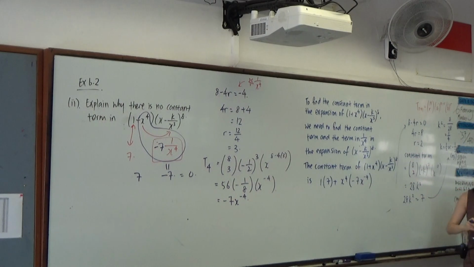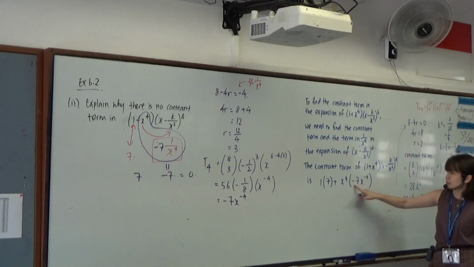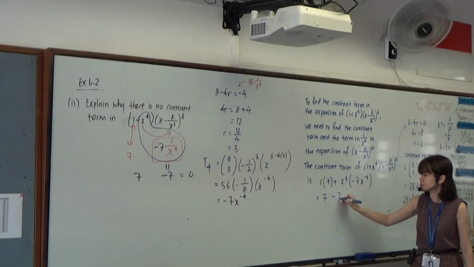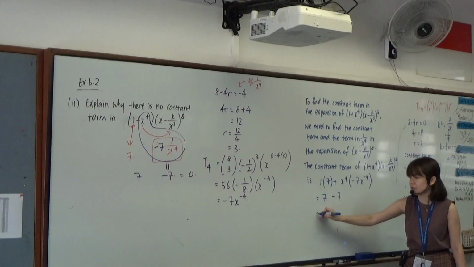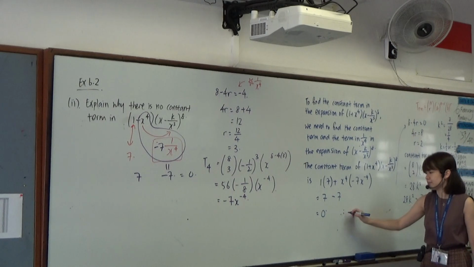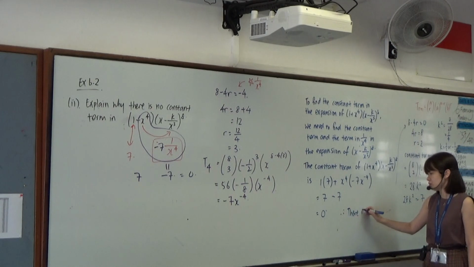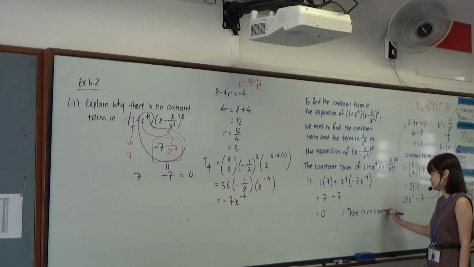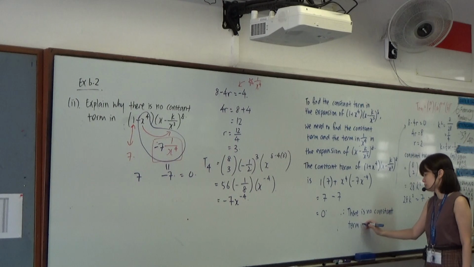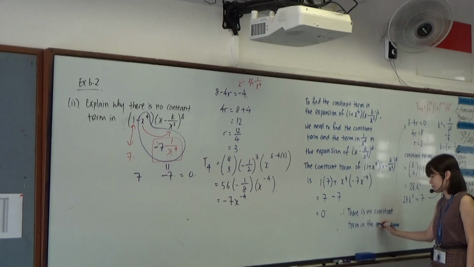Then we proceed with that working, where we know that we have to take 1 times 7 plus x to the power of 4 times negative 7x to the power of negative 4. So this is 7, this will give us negative 7. It gives us a 0. Therefore, there is no constant term in the expansion.